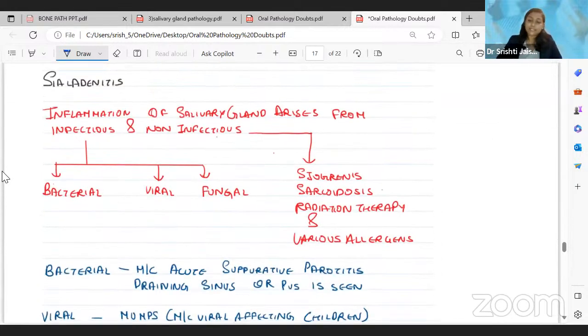Now, itis means obviously there is some inflammation of the salivary gland. This inflammation can occur as a result of infectious or non-infectious causes. Infectious means a result of bacterial, viral or fungal infection. In non-infectious, we have Sjogren's syndrome, sarcoidosis, radiation therapy, or various allergens.